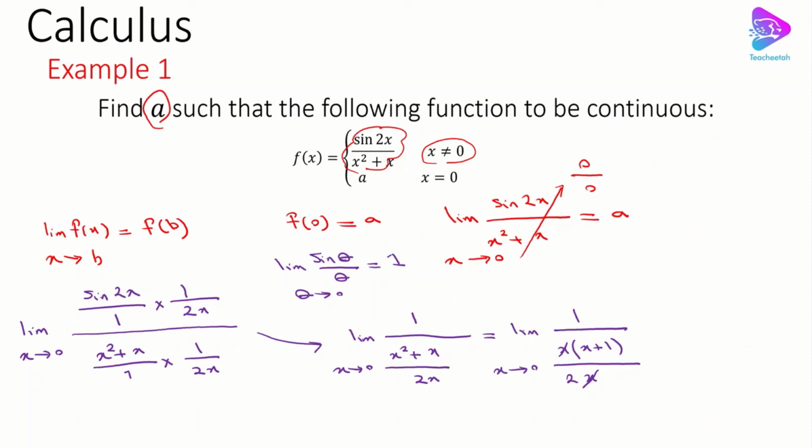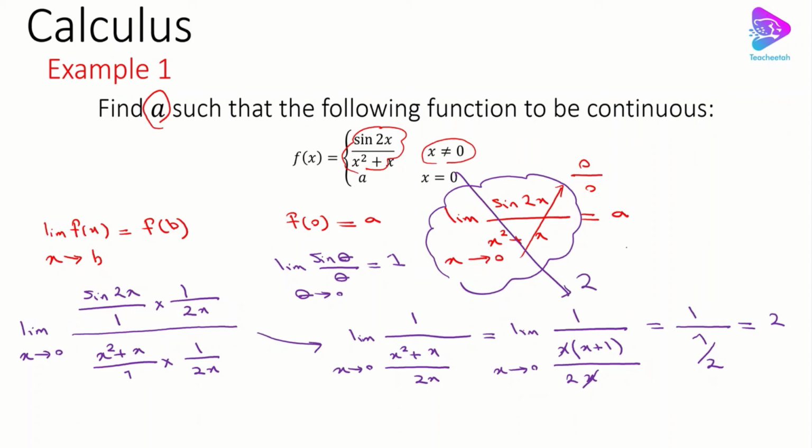So now it's time to plug in 0 there. So this limit is going to be 1 over 1 over 2, and the final answer is going to be 2. So the answer of this limit is 2, which means this is 2 at the end, and from there we can say a is actually equal to 2.